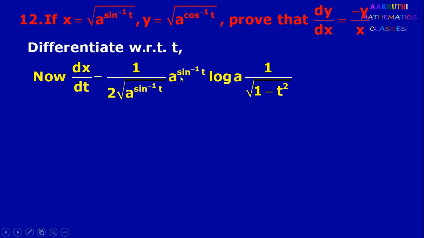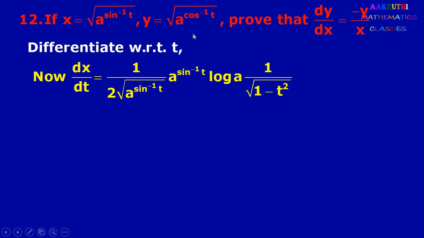Again here it is not t, it is sin inverse t. So in place of t we have sin inverse t, and you have to differentiate again. Sin inverse t differentiation is 1 by root of 1 minus t square. So you have to use the chain rule. First consider root x; its differentiation is 1 by 2 root x. But here it is not x, it is of the form a power x, and a power x differentiation is a power x into log a. Again it is not x here, it is sin inverse t, and sin inverse t differentiation is 1 by root of 1 minus t square.